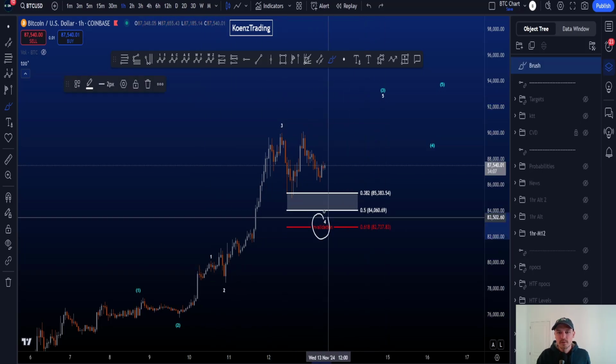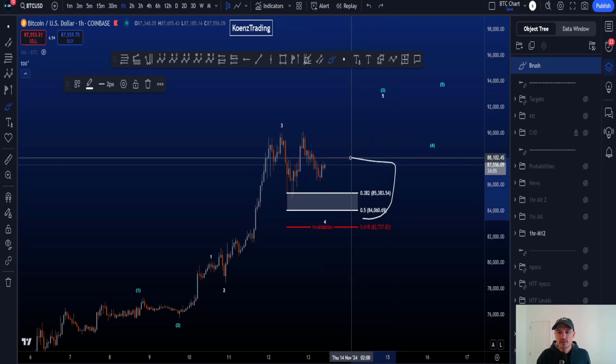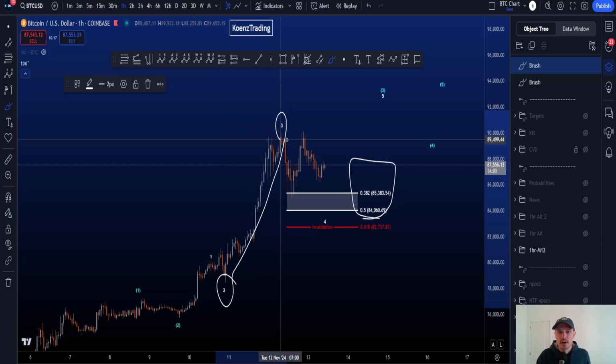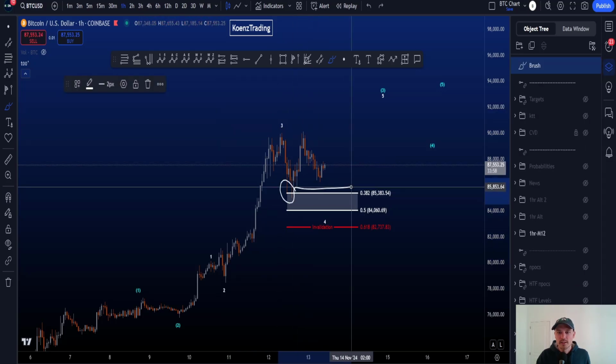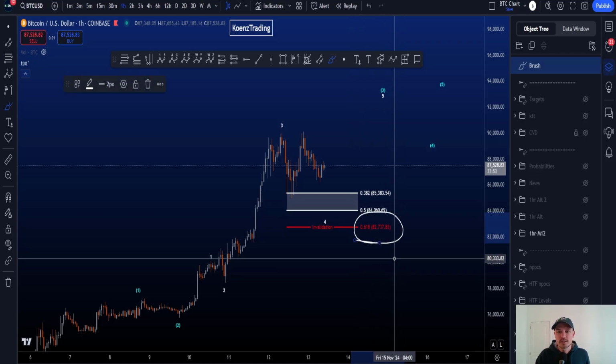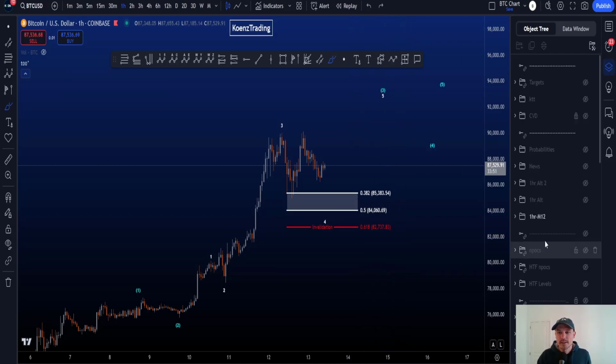The common target for your wave 4 is between the 0.236 and the 0.5 Fibonacci, taken from the low of 2 to the high of 3, which at the moment is nicely respected. The invalidation for your wave 4 is the 0.618 at 82.7k.